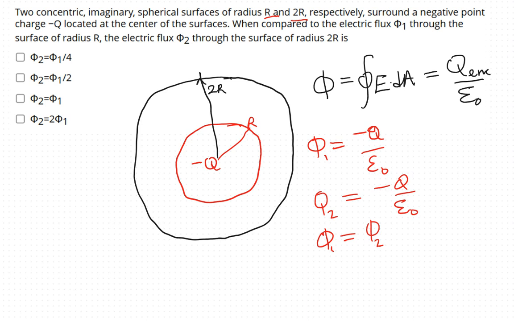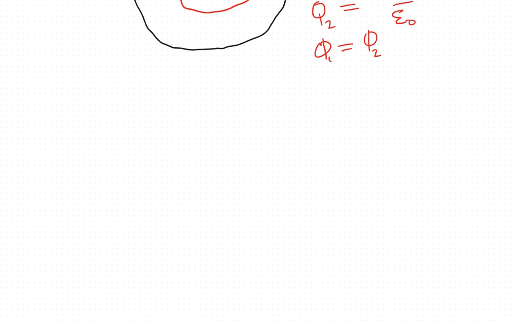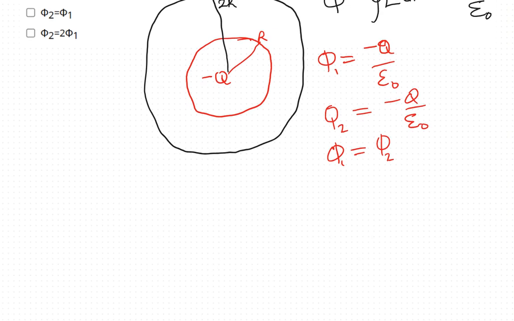But you might get confused: why then do we have the distance to be 2R for one and R for the other? Okay, let's solve it using the electric field, and in that case, we still arrive at the same answer. Solving it using the electric field, we already know that flux phi is equal to the electric field E multiplied by the area.